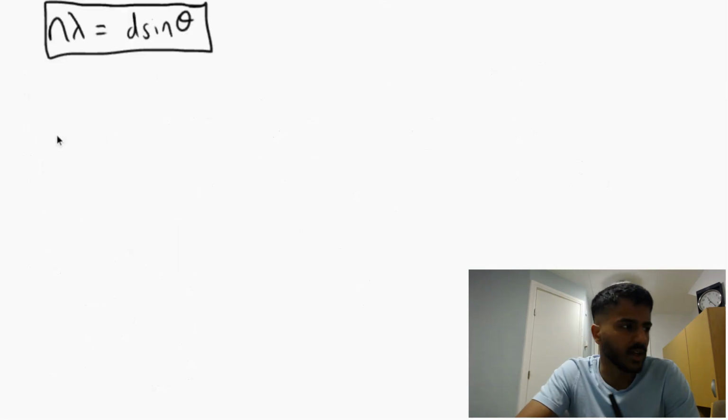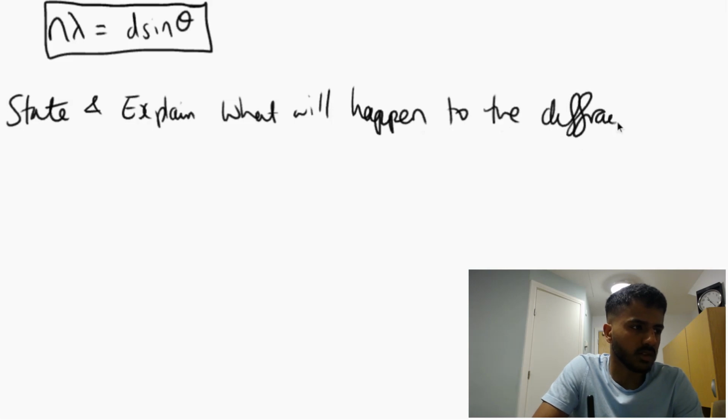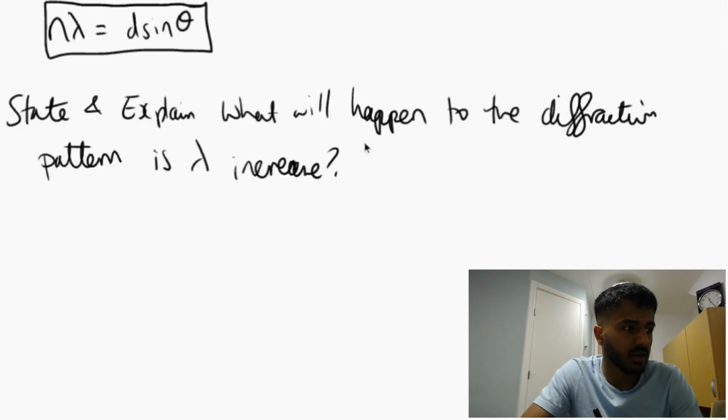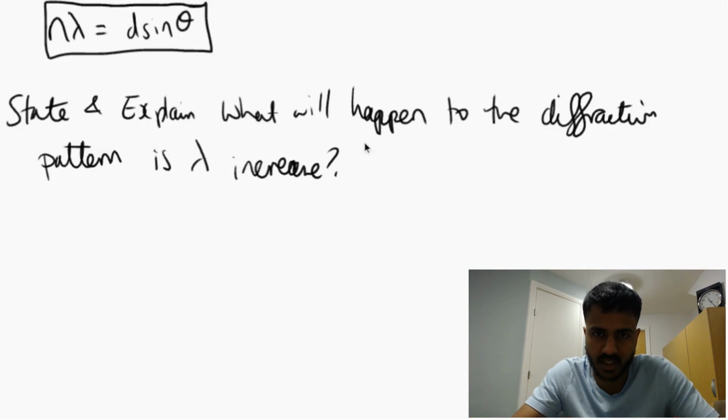Now, one kind of analytic question they might ask is, state and explain what will happen to the diffraction pattern if the value of lambda increases. Let's say you set up this diffraction pattern with blue light, and then all you're doing is replacing that blue light with a red light, and red is of longer wavelength than blue light. What changes in this pattern will you see?